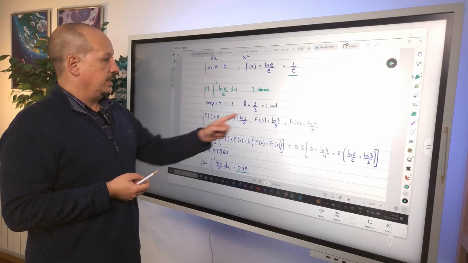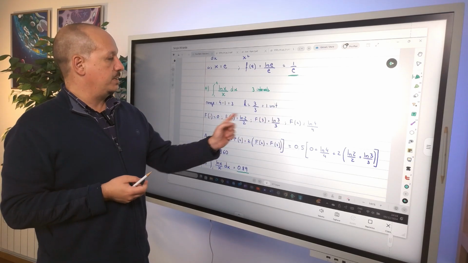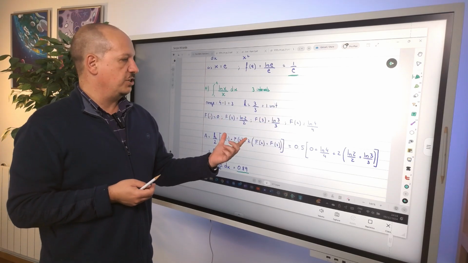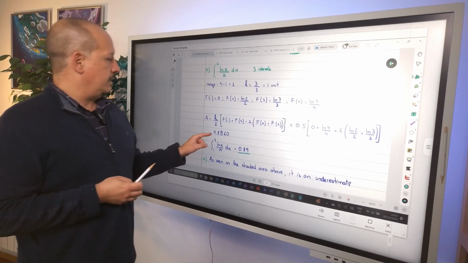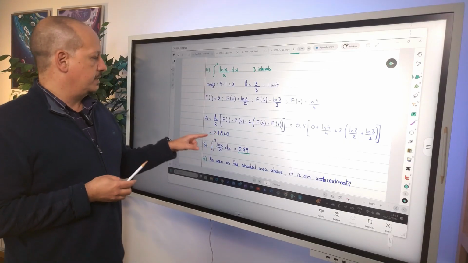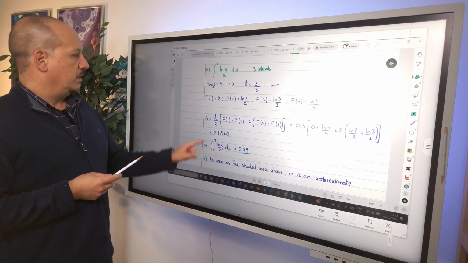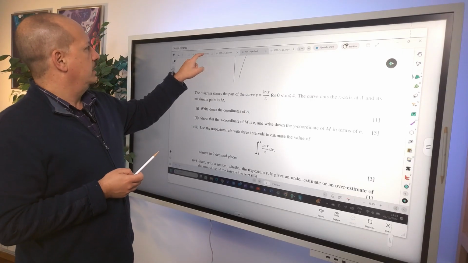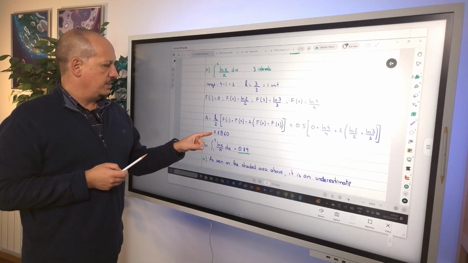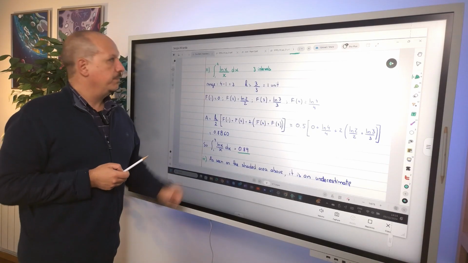You put the first and the last, plus 2 times all the others, which in this case is just 2. Plug in the values, and you have correct to 4 decimal places this value over here. But you needed how many decimal places? 2 decimal places. So that's basically just 0.89.